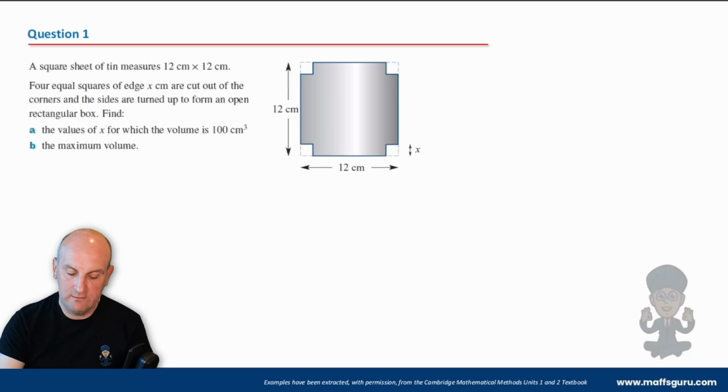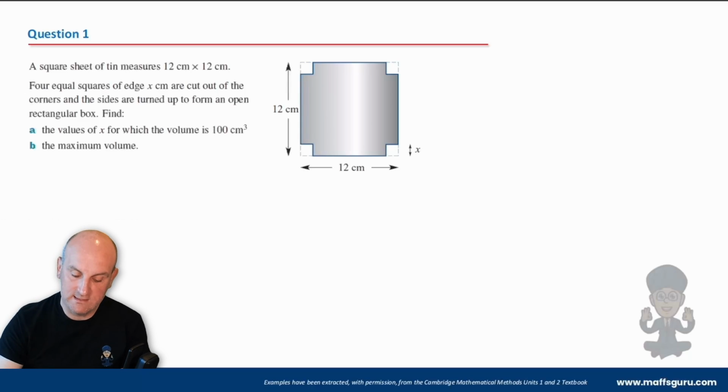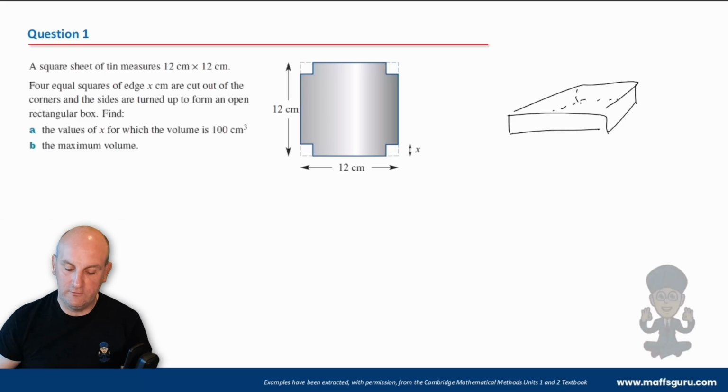Now, I can guarantee you guys that if you draw a diagram for every one of these questions, you can't go wrong. So first things first, I'm going to draw my box. This is what it's going to look like when it's folded up. Yes, I did do technical drawing in the United Kingdom, and look at that, amazing. So the question is now the dimensions of the box, because the question says, if we go to part A, find the values of x for which the volume is 100 centimeters squared.